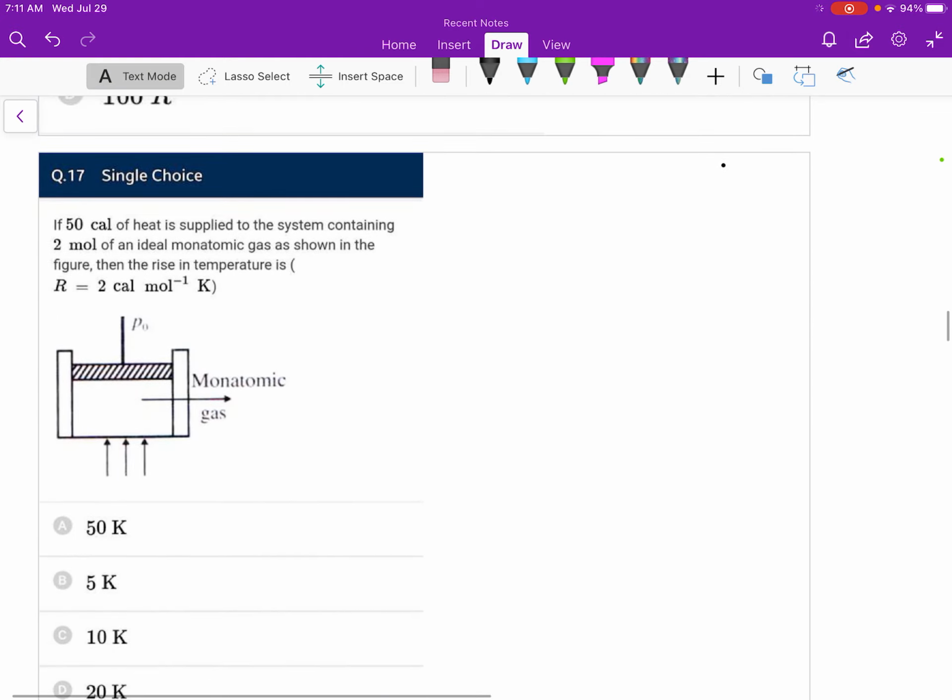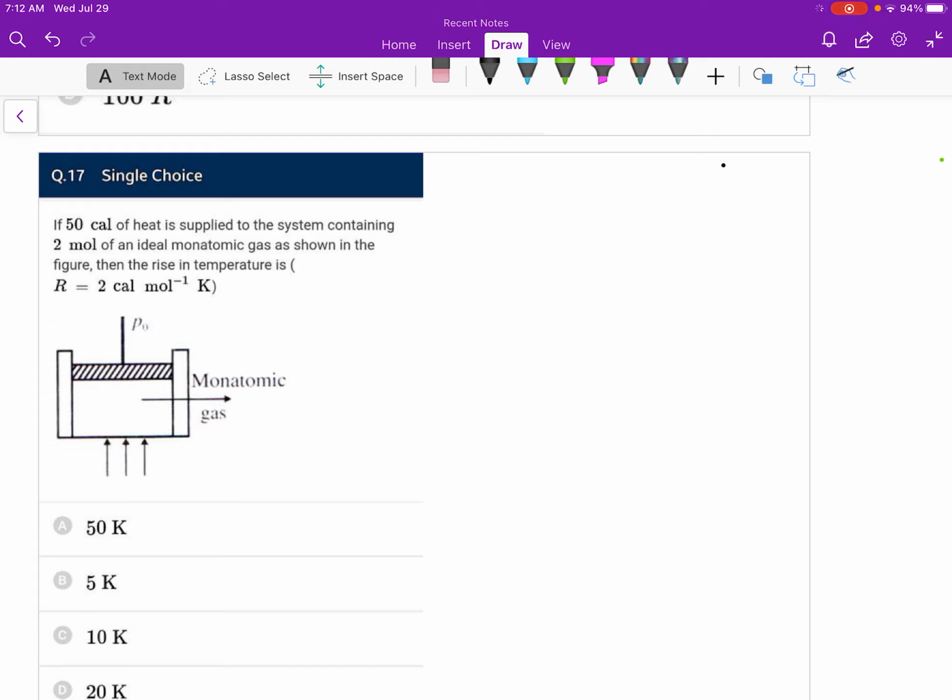Now next, 50 calorie of heat is supplied to the system containing 2 mole of an ideal monoatomic gas. Find the rise in temperature. So it should have been written that the piston is free to move, then only we can take isobaric process. Here only the diagram is given and outside pressure is mentioned P0. It's not given that the piston is free to move or the piston is fixed. So as the pressure outside is given P0, we are taking it as isobaric process, but it should have been written clearly that the piston is free to move, so that we could have taken the process to be isobaric.